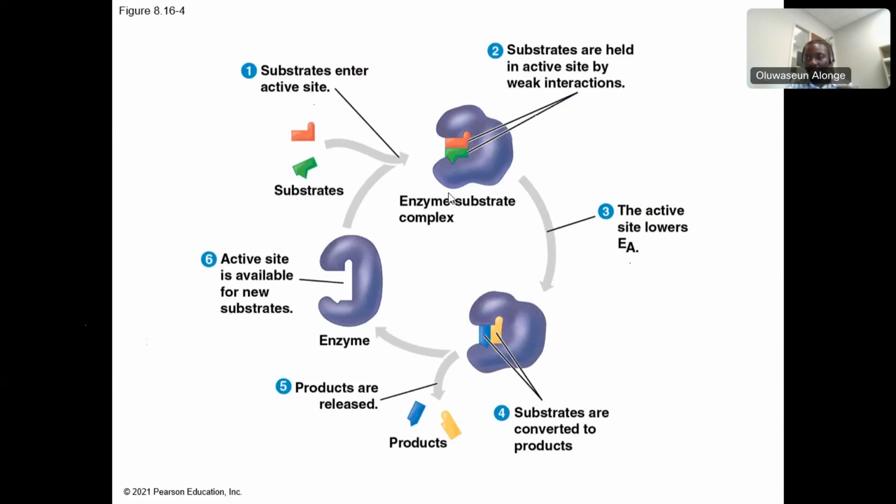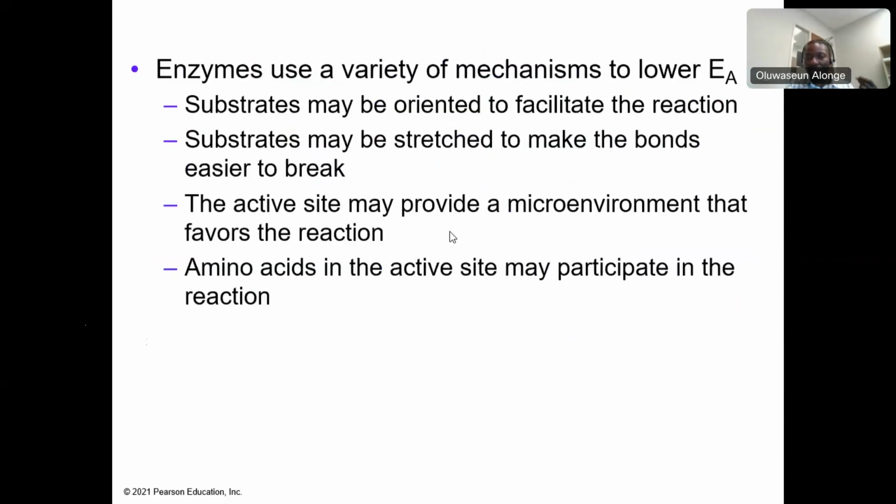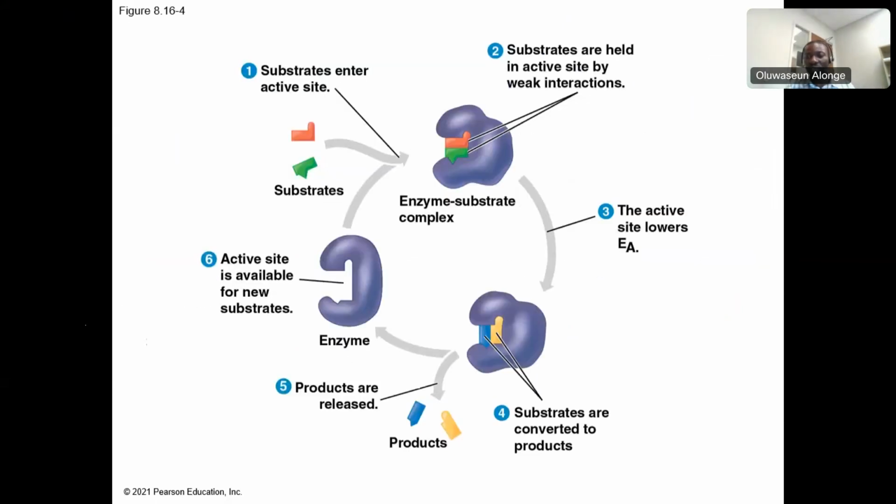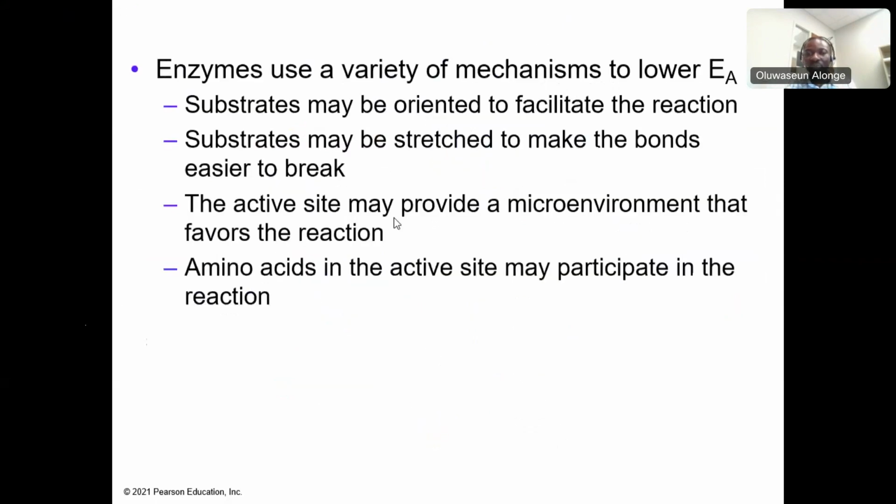Then the cycle continues. Again, substrates, enzymes are not used up in a chemical reaction. They only help the chemical reaction. They are never going to be part of the product. So if you see this, you see that the enzyme remains intact. The enzyme is not part of the product. These are new products that are not part of the enzymes at all.